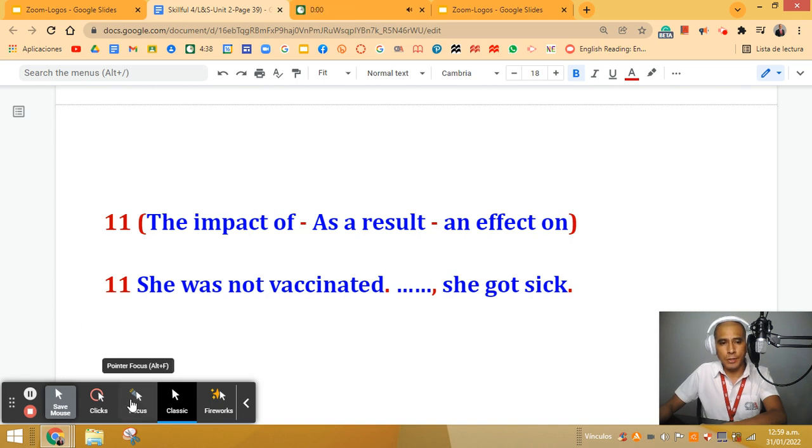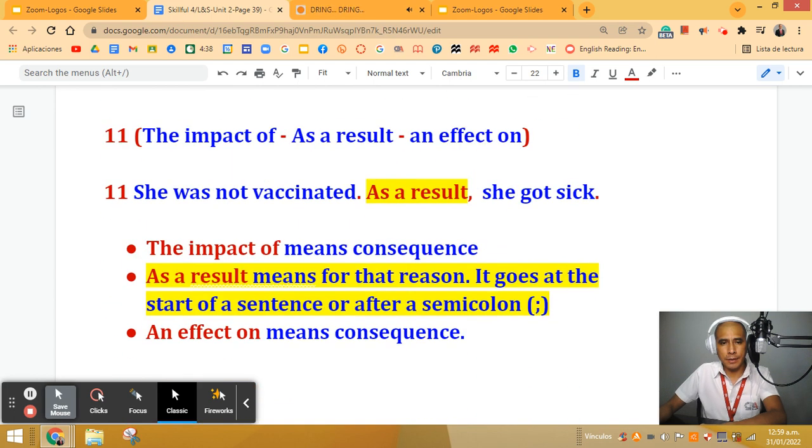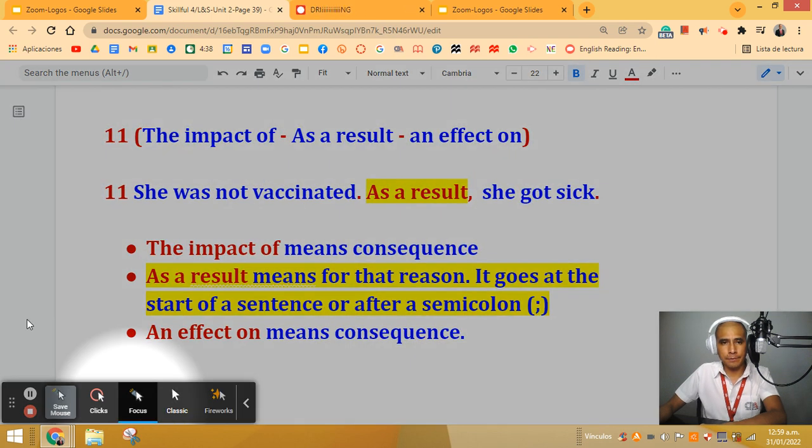All right, time is up. Now we are going to analyze the last exercise. Let's see. My options are the impact of, as a result, an effect on. The sentence says, she was not vaccinated. As a result, she got sick. All right. What about the first one? The impact of means consequence. Can I use this one? Yeah, it could be. What about the second?